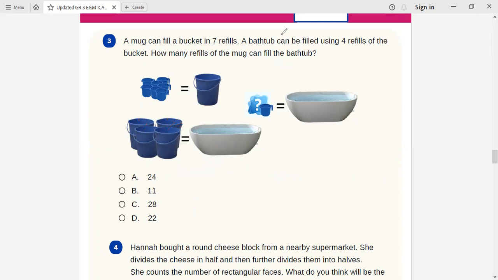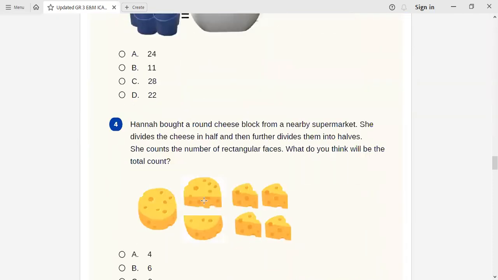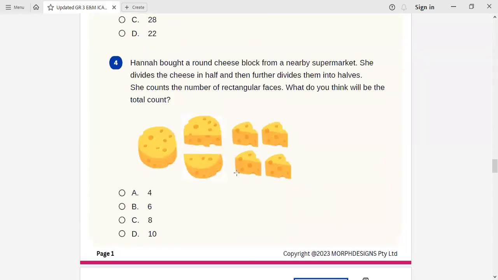It says, Hannah bought a round cheese block from a nearby supermarket. She divides the cheese in half and then further divides them into halves. She counts the number of rectangular faces. What do you think will be the total count? So I have this cheese block. I divide it into half and then I divide both of these halves into halves again, which will give me 4 halves.